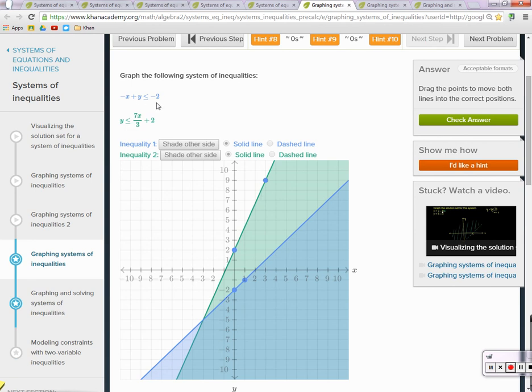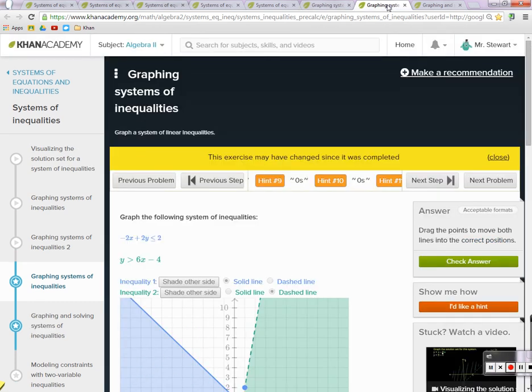Look at this blue one. If we add x to both sides, we'll have it in slope-intercept form. Right, so it'll be y is less than or equal to x minus 2. That'll be a slope of 1 and a y-intercept of negative 2. So y-intercept of negative 2, slope of 1. That's good. Shaded below. And this one as well, y-intercept of 2, slope of up 7 over 3. It should be shaded below. And that was the correct answer.